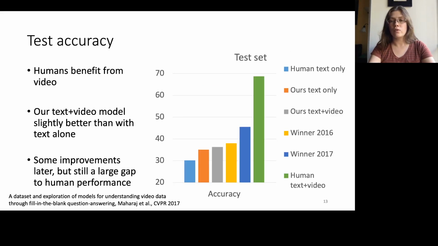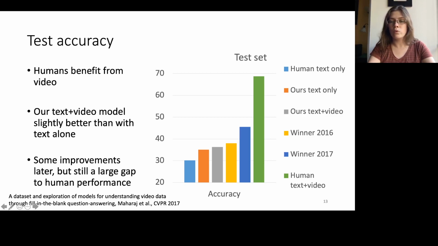What have we learned from running this challenge? So first we found that humans, leftmost column, do much better when they can see the video, rightmost column. So they clearly benefit from seeing the video. Then our initial architecture slightly improved over the text only, but the improvement was not large. And in the subsequent years, we see that the improvement has gotten bigger, but there is still a very large gap to human level performance.